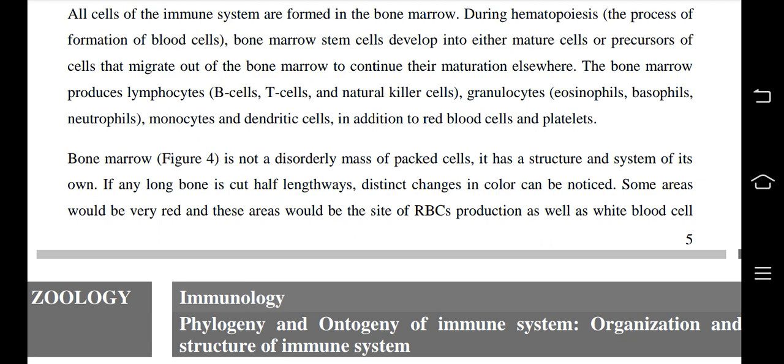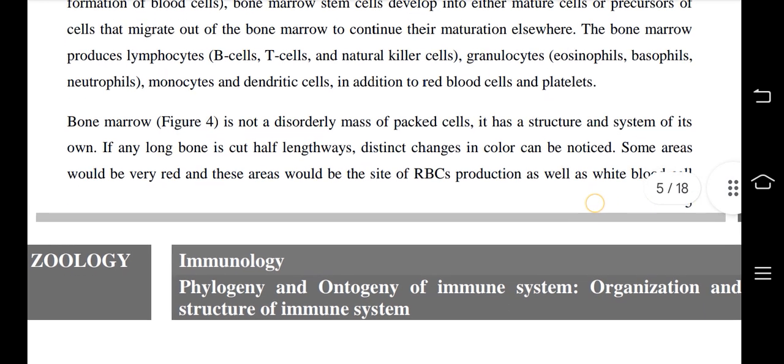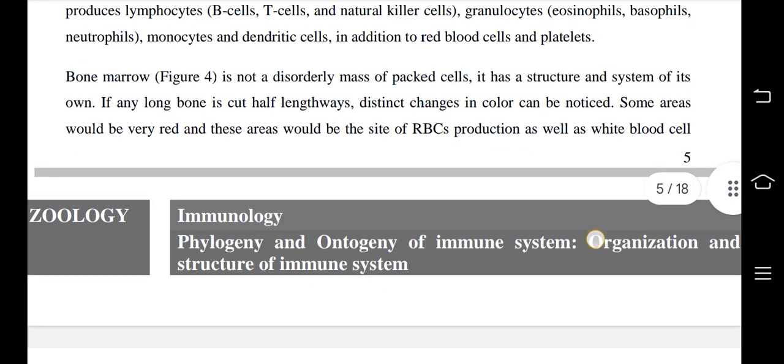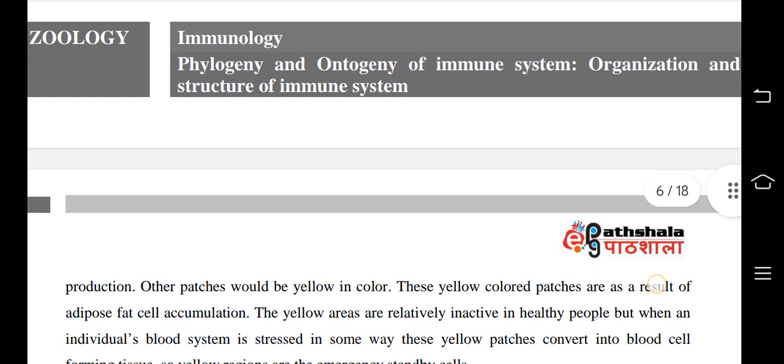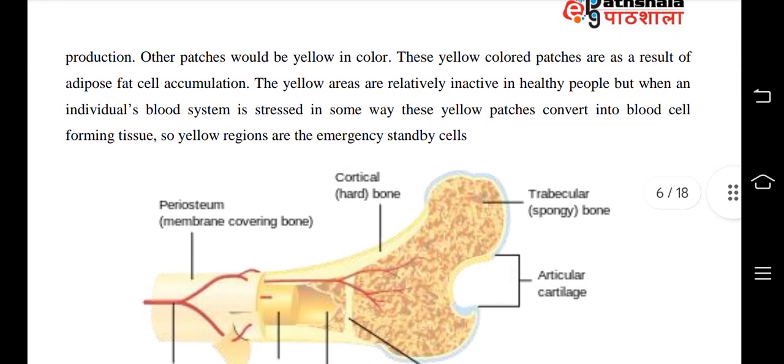Bone marrow is not a disorderly mass of packed cells. It has a structure and system of its own. If any long bone is cut half lengthwise, distinct changes in color can be noticed. Some areas would be very red, and these areas are the site of RBC production as well as white blood cell production. Other patches would be yellow in color. These yellow colored patches are a result of adipose fat cell accumulation.